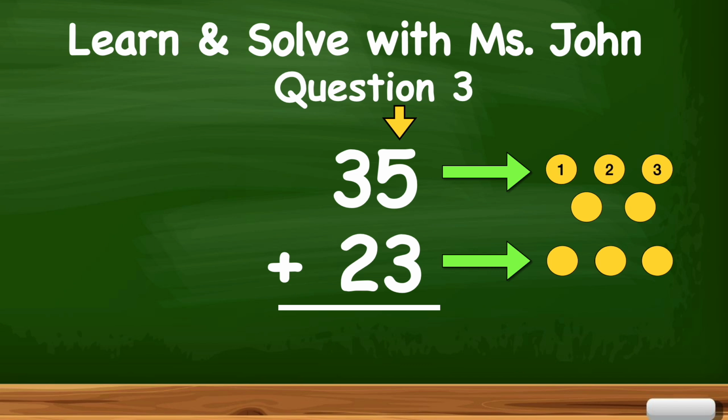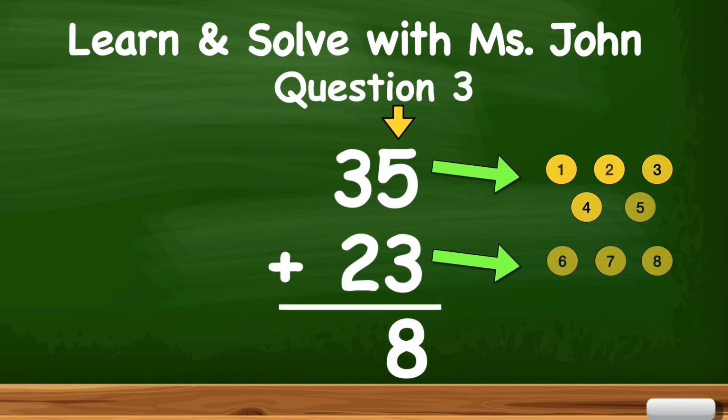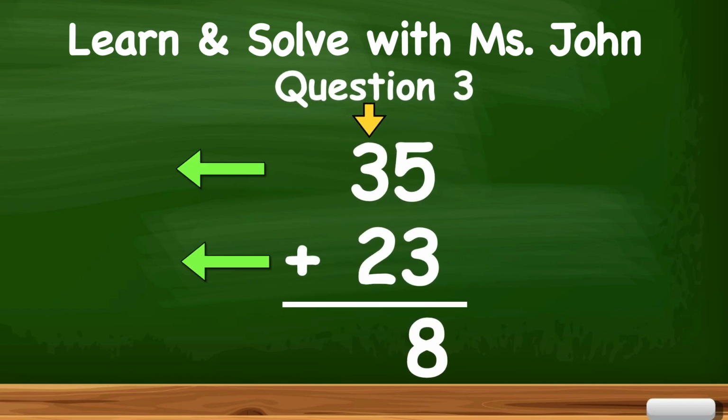1, 2, 3, 4, 5, 6, 7, 8. 5 plus 3 equals 8. Now it's time to add up the numbers in the tens column.